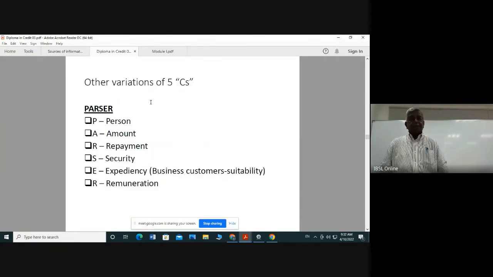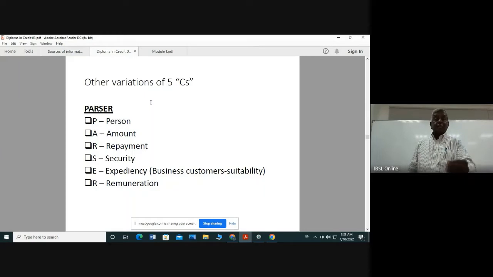Then PASS. There is another variation that some other senior managers have developed. PASS: P is for person, the character of the person. First, analyze the character of the person, as we have seen in the Pisces method. Similarly, you analyze the person, his character.